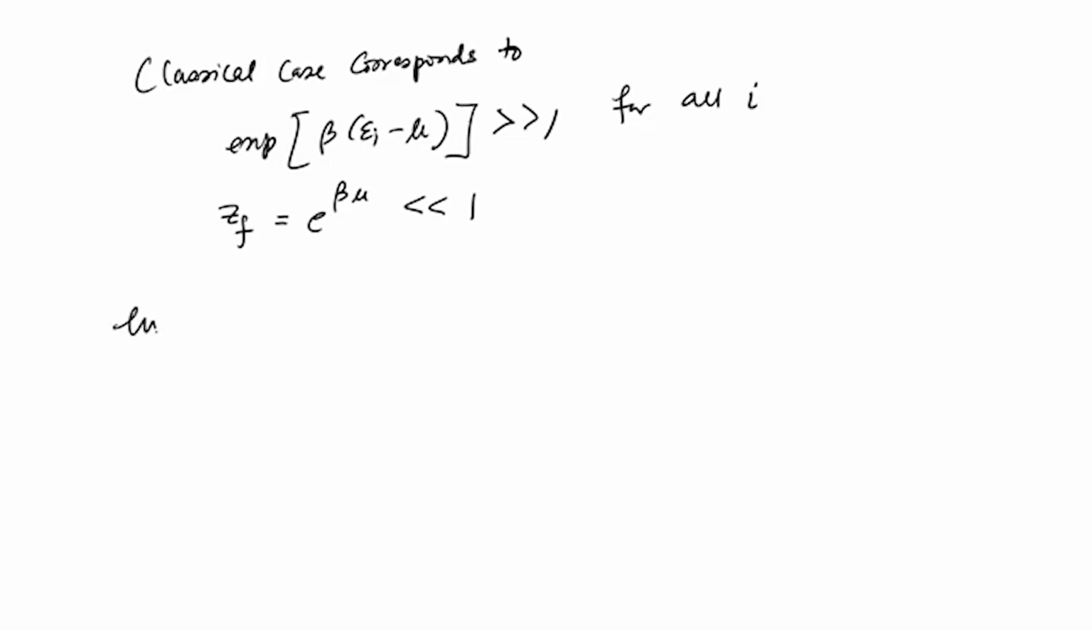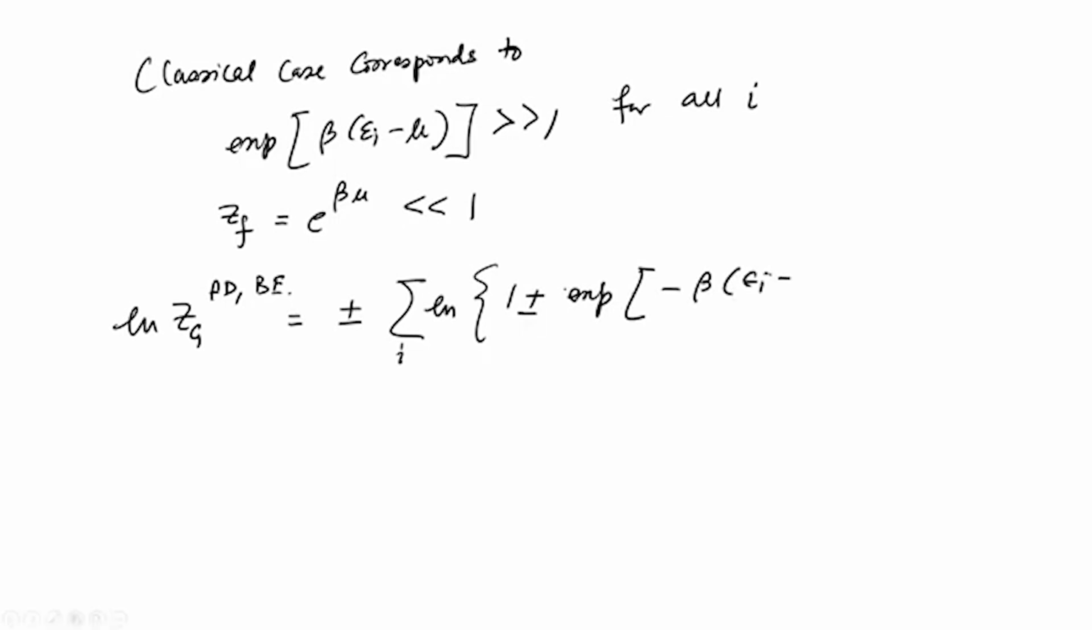If you remember, the log of Z_g, either for FD or BE, is equal to plus or minus the sum over i of log of 1 plus or minus exponential of minus beta (epsilon_i minus mu). So, that is the log of Z_g, and we may actually calculate this expansion, noting that the plus sign is for fermions here and the minus sign is for bosons.